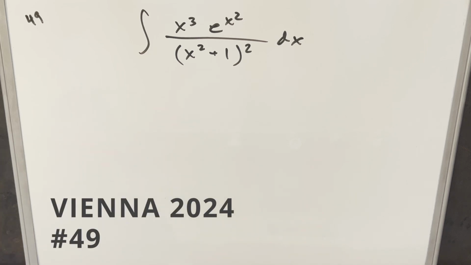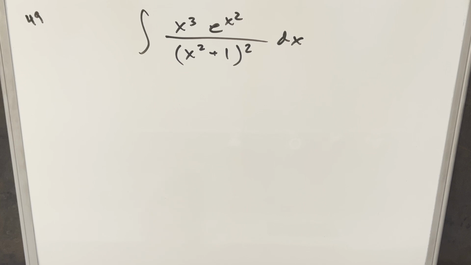Okay, we have to take another integral. This one's from the Vienna Integration Bee 2024, problem 49. We have the integral of x cubed over e to the x squared over x squared plus 1 all squared dx. I noticed there's definitely quite a few different ways to approach this.